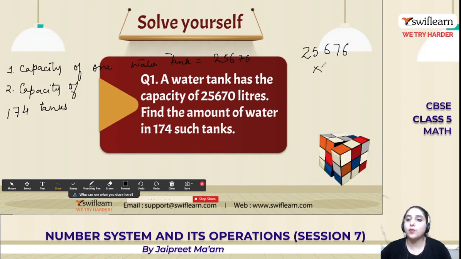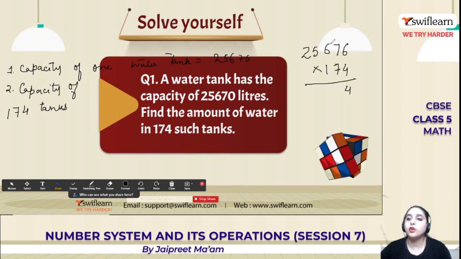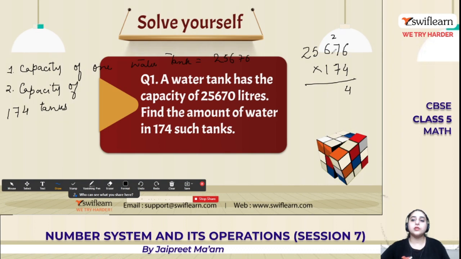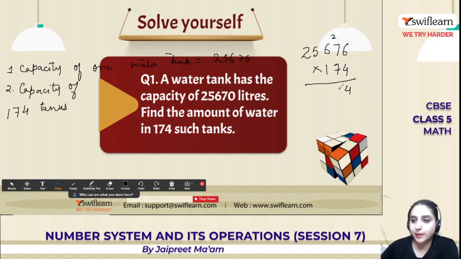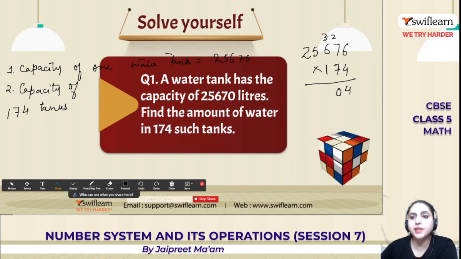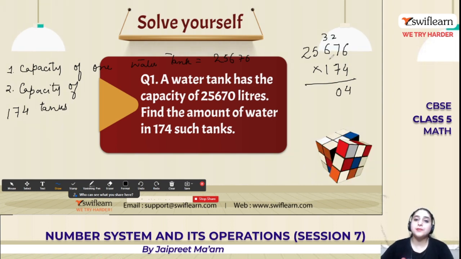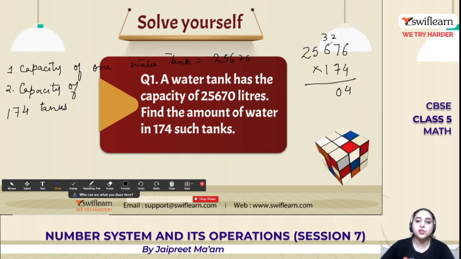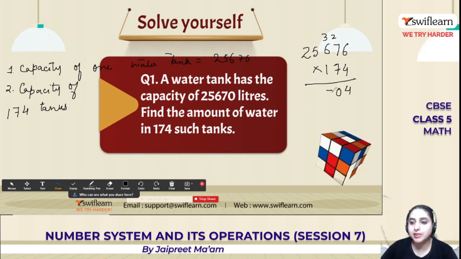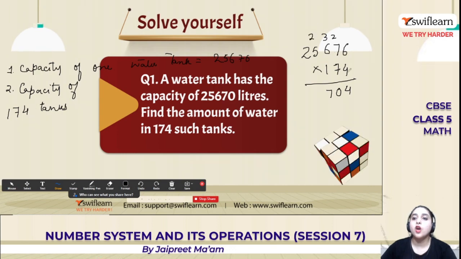Multiplied by 174. 4 times 6 is 24, 4, 2 will be carried forward. 4 times 7 is 28 plus 2 will make it 30, 3 will be carried forward. 4 times 6 is 24 again, plus 3 will make it 27, 2 will be carried forward. 4 times 5 is 20 plus 2 is 22, and it's 8 and it's 10.